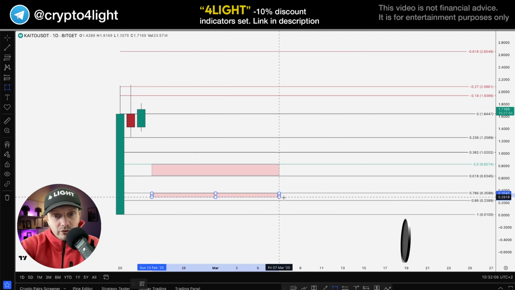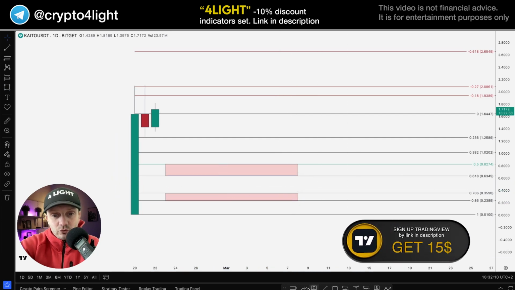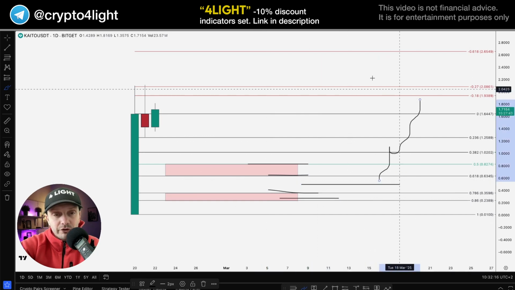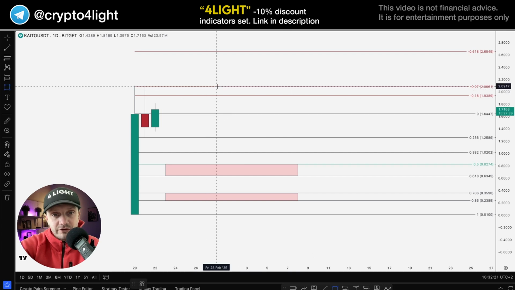It's this block. And in this area, you can add limit orders here, here, here, 4 orders. Your average entry will be around here. And we're going to the zone of fixation profit. Zone of fixation profit is here.